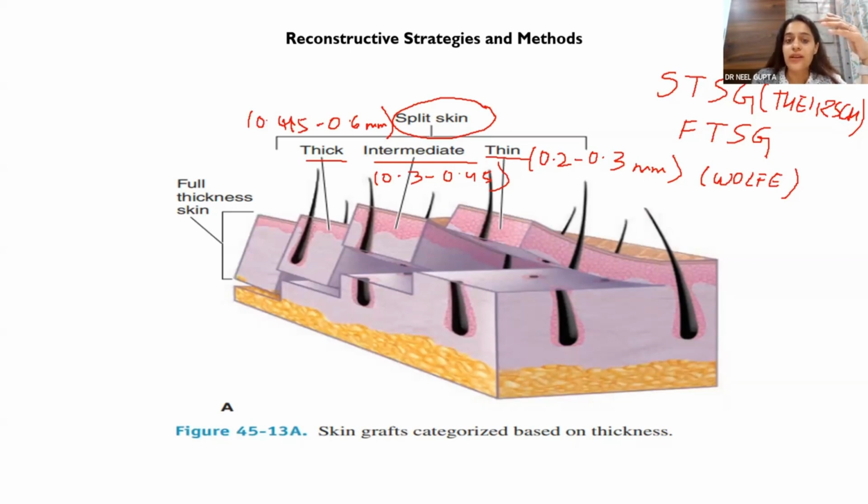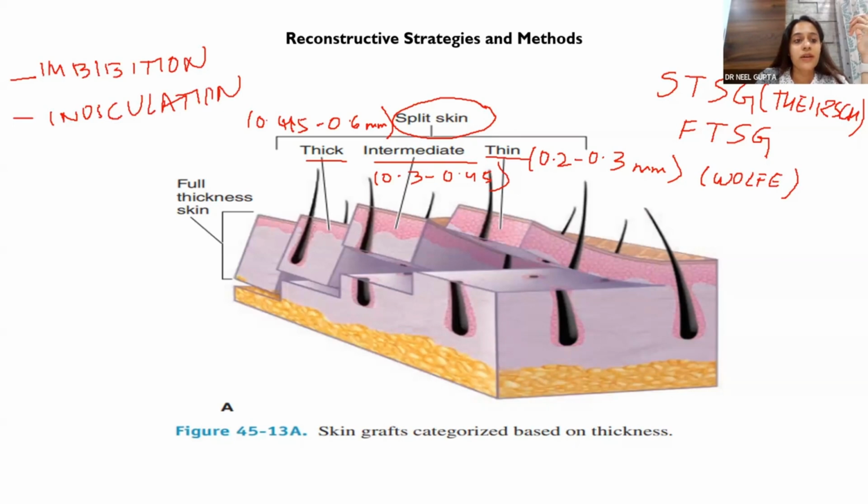So there are three phases. First is the imbibition phase. Next is the inosculation phase. And the neovascularization. Okay, in the imbibition phase, what happens is when you place the graft on the wound bed, the wound bed is always prepared with good granulation tissue and good blood vessels. So in the first 24 to 48 hours after placing, the graft survives via diffusion of oxygen and nutrients from the plasma. Okay, that is why it is known as the plasmatic imbibition phase.